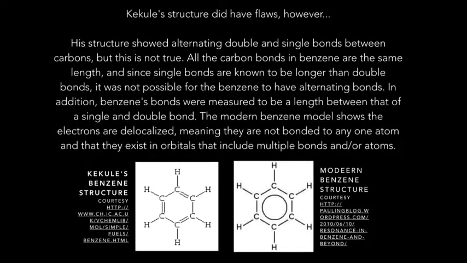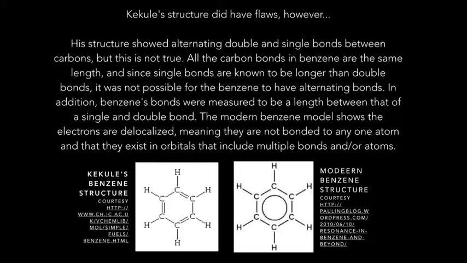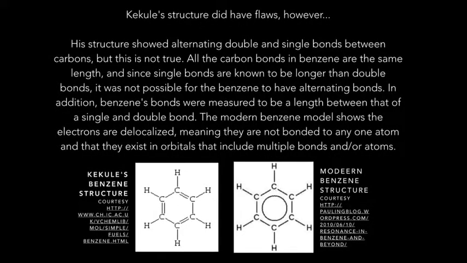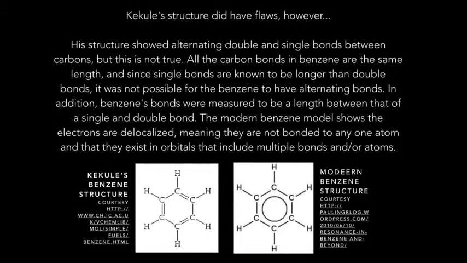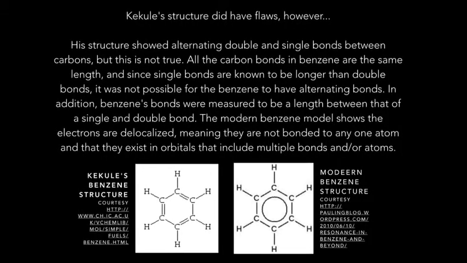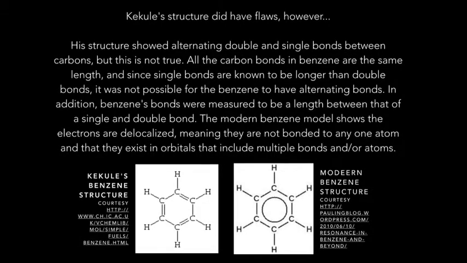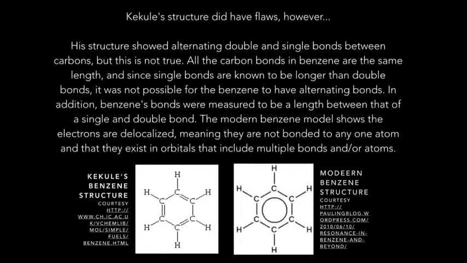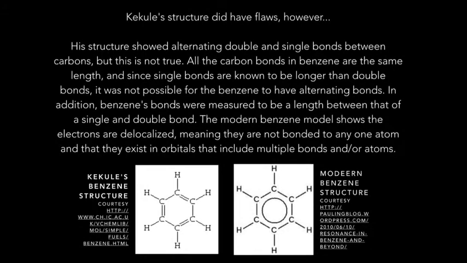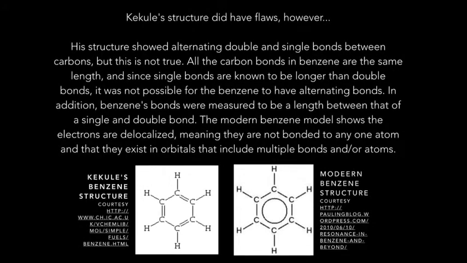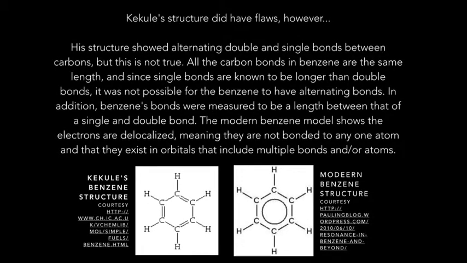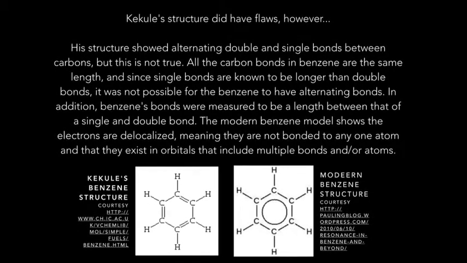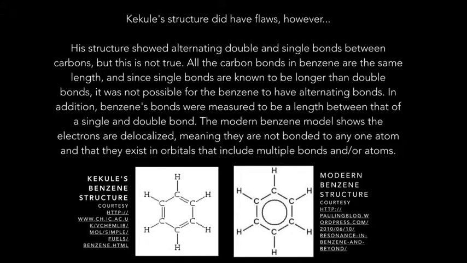However, despite Kekulé's suggestion being considered the best of its time, it still had its flaws. Kekulé's structure showed alternating double and single bonds between carbons, but this is not true. All the carbon bonds in benzene became known to be all the same length, and since single bonds are known to be longer than double bonds, it was not possible for benzene to have any alternating bonds. In addition, benzene's bonds were measured to be a length between that of a single and double bond.